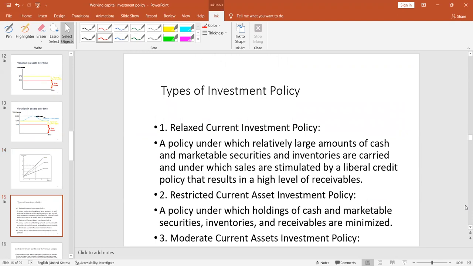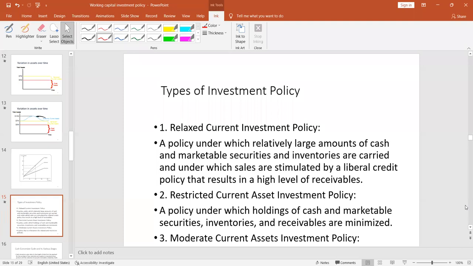So we are talking about working capital investment policy. How many types of investment policy can we follow? One is known as relaxed current investment policy. Relaxed, what does it mean? It means you don't want to take high risk, and for that reason you want to keep high liquidity in the business. Whenever you need money, you want to keep that money in your business. So that's why this is known as relaxed current investment policy.